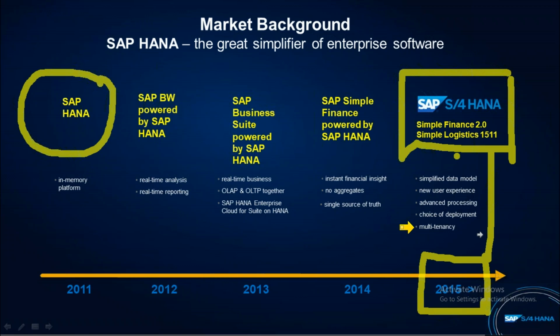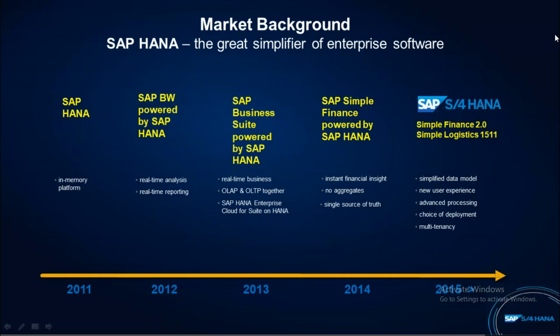And the multi-tenancies for large enterprises to scale out with multiple clusters of S4. This is from the administration point of view, to have multi-tenancies to support large volumes of data processing for the real-time S4. So this is a quick market background to understand what has been going on for the last 5-7 years in terms of the introduction of HANA with BW on HANA and Suite on HANA, and then today we are on S4.